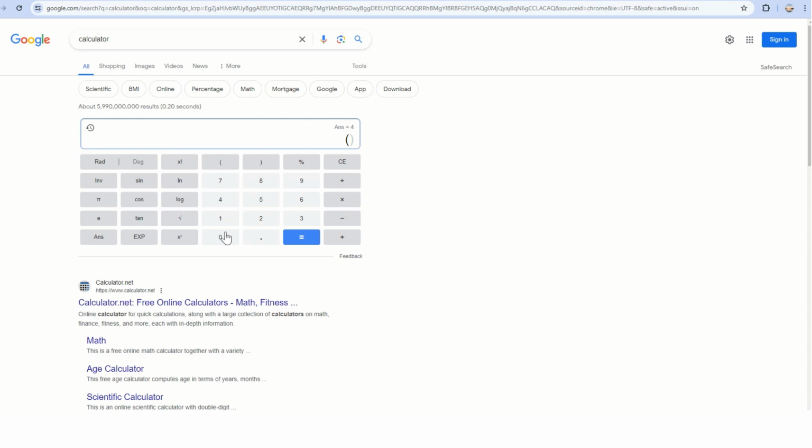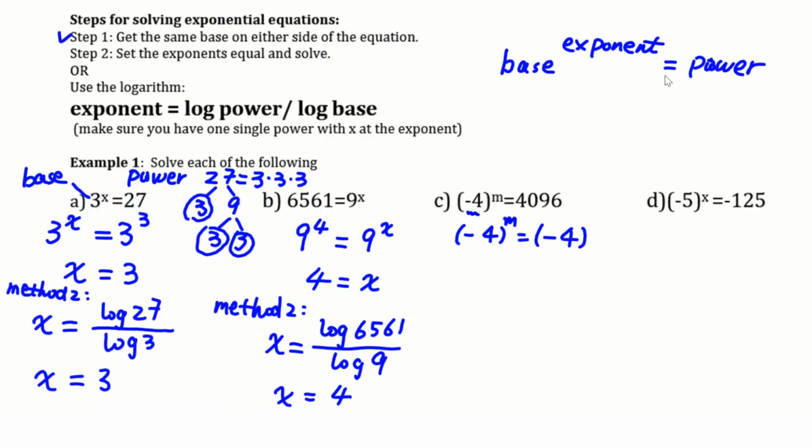So -4 in brackets to the exponent, we may try 6, 4,096. Yes, so it's -4 to the exponent 6. If the number is too big, then you can try a lower exponent. So then same base, the exponents will be equal, m equals 6.